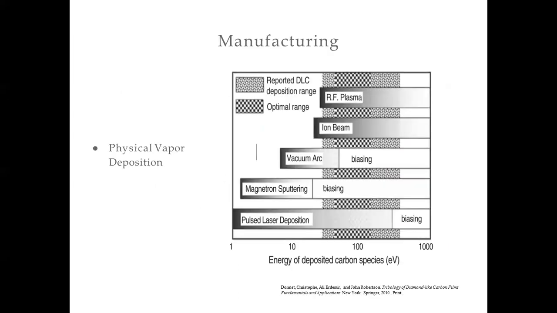And then we'll look briefly at manufacturing methods. There's a tremendous amount of manufacturing methods for diamond-like materials, but we'll take a brief look at some. So these are RF plasma, and this shows the energy of the deposited carbon species in electron volts. So we also have ion beam deposition, we have vacuum arc deposition, magnetron sputtering, and then pulsed laser deposition.